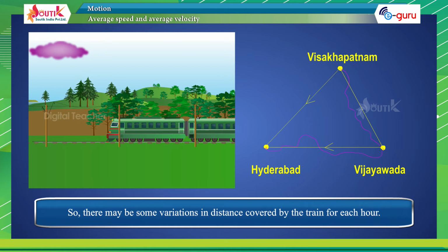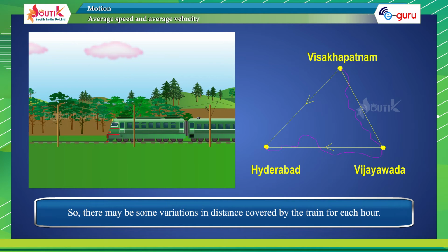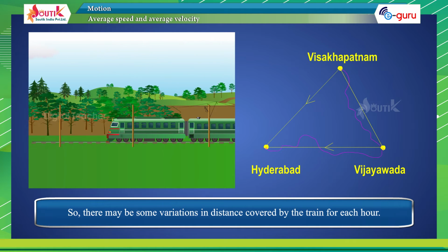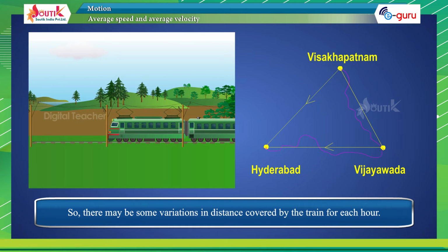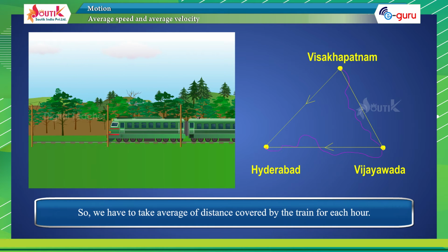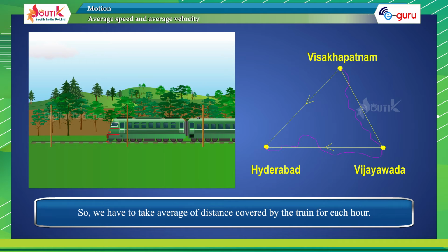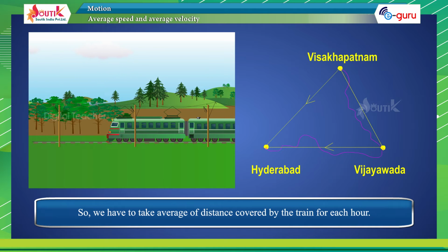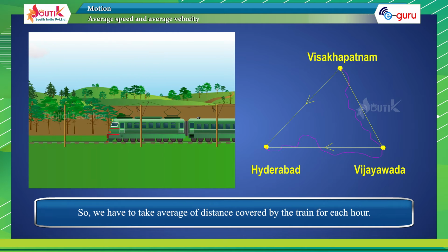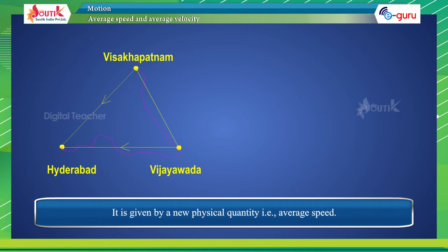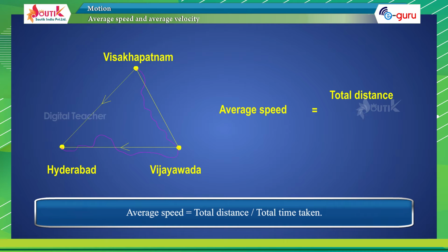So, there may be some variation in distance covered by the train for each hour. So, we have to take the average of the distance covered by the train for each hour. It is given by a new physical quantity, that is average speed. Average speed is equal to total distance divided by total time taken.